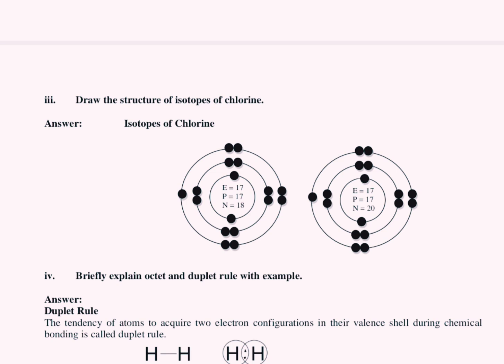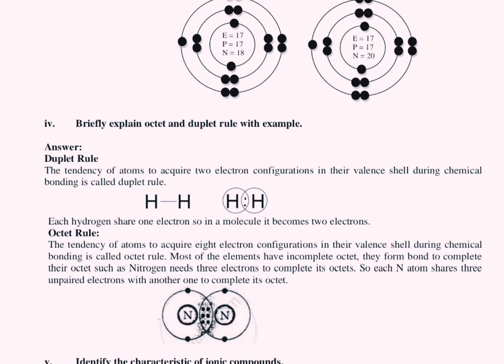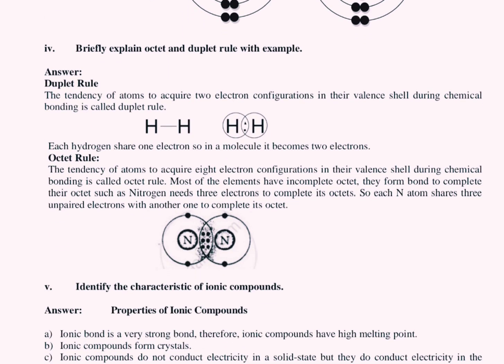Now you have to explain octet and duplet rule here. Octet rule is the 8 electrons rule. Duplet rule is the 2 electrons rule. So duplet rule means the tendency of an atom to acquire 2 electrons in the outermost shell in any sort of chemical bonding to become stable. You can quote the example of hydrogen, and if you talk about helium, it already has 2, so it's stable.